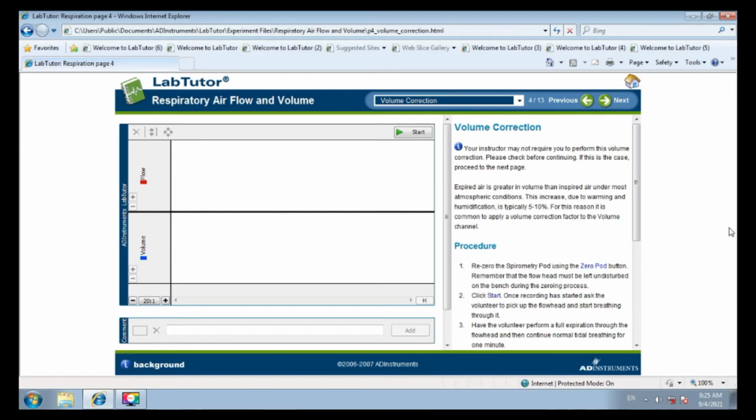So you can see here what we are going to do for the volume correction. Focus on the procedure. It will be better if you see the video in full screen, so that you can see exactly what's going on during recording. You can see here we are recording a normal breathing pattern for 1 minute, and after 1 minute we will exhale forcefully.